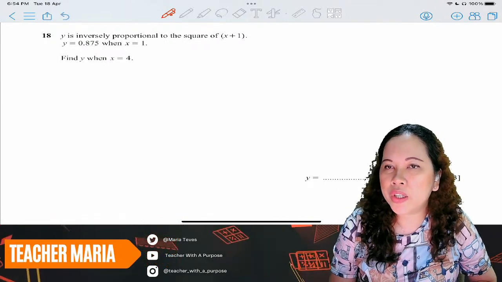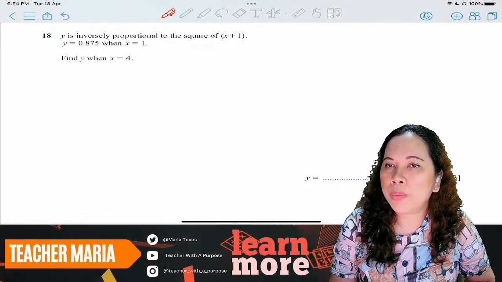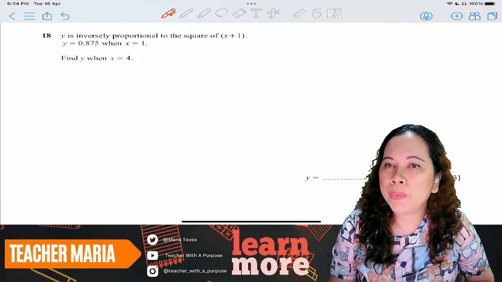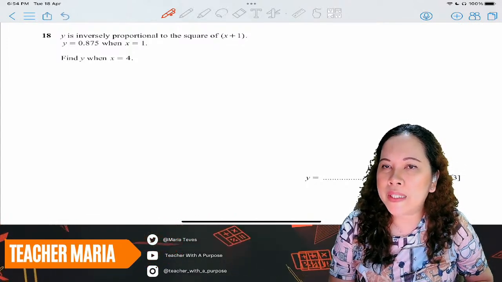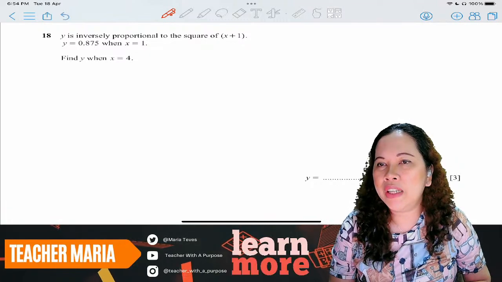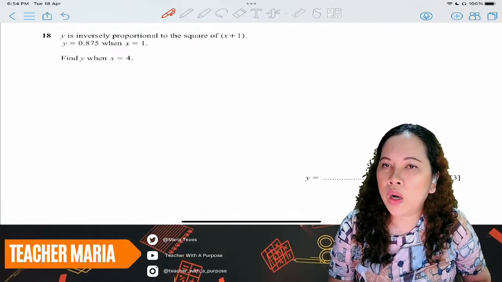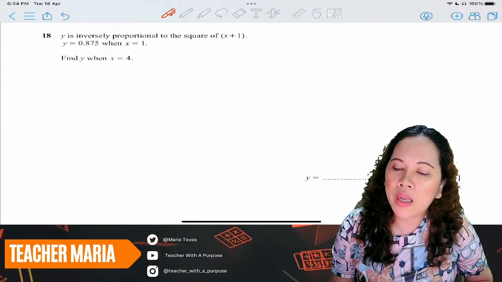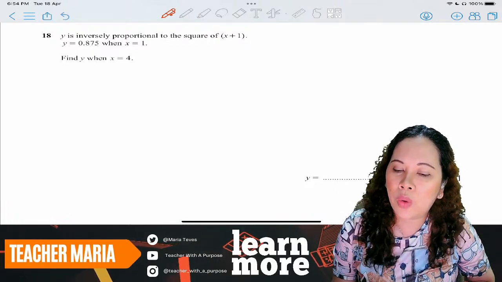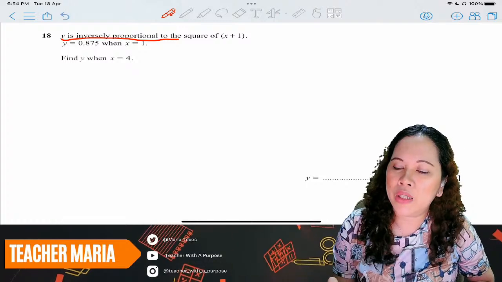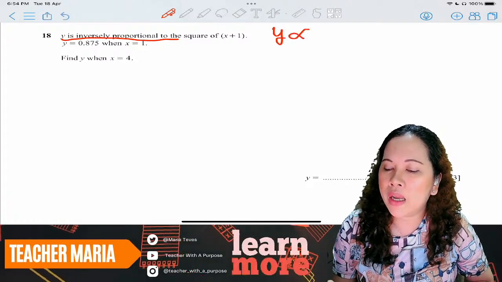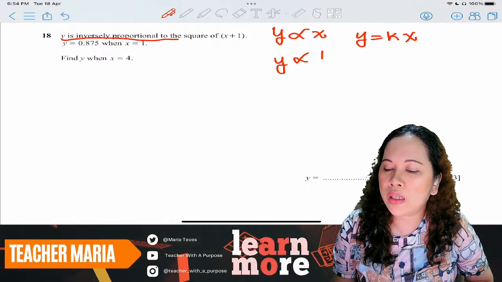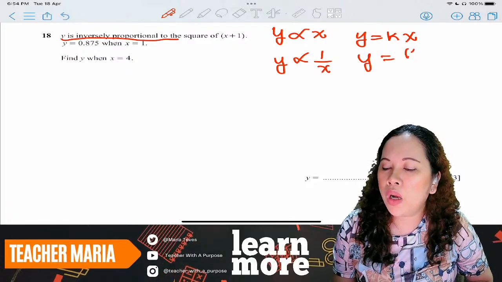Okay. The next question that we have here is about proportionality. We have two types of proportionality, inverse and direct. Direct proportionality is when one variable increases, the other variable increases as well. If it is inverse, when one variable increases, the other one decreases. So if it is direct, y is directly proportional to x, so that's y equals kx. If it is inverse, y is proportional to 1 over x, that will be k over x.